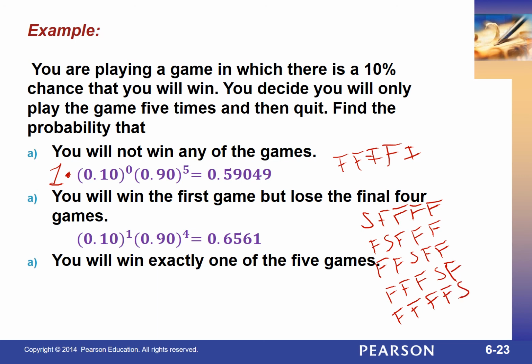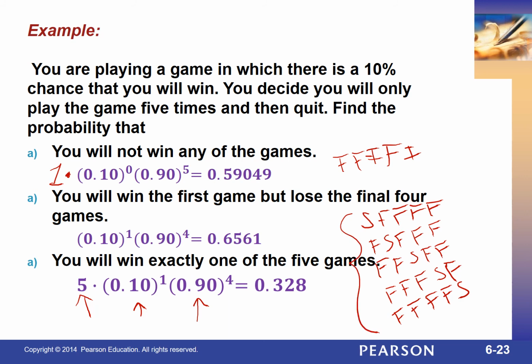Okay, too many. Ready? Aha! Okay. 1 success, 4 losses, number of ways it could have happened. That's why I did these. Notice there's 5 ways.